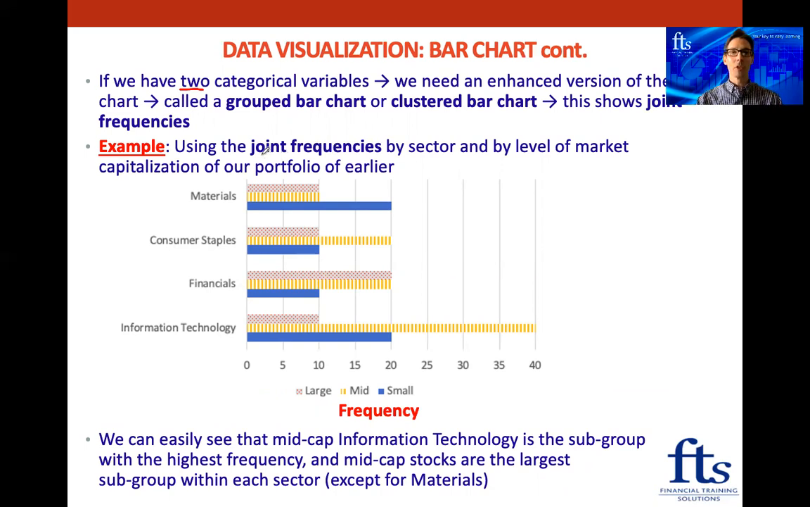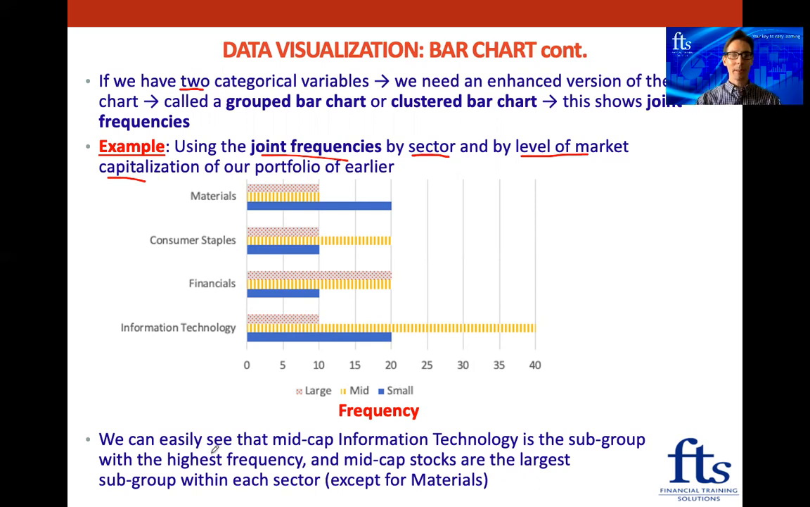Using the joint frequencies, and remember what we looked at last time, we looked at not only the sector, but also the level of market cap of our portfolio. So what we can now do is break up, for example, the IT stocks. Remember, there were 70 altogether, but now they're broken up into large, which has this dotted pattern, the mids have these vertical bars, and the smalls is just a solid fill. So the 70 stocks are now broken up into large caps, mid caps, and small caps. Now we're getting more information, and it's an even better chart than before.